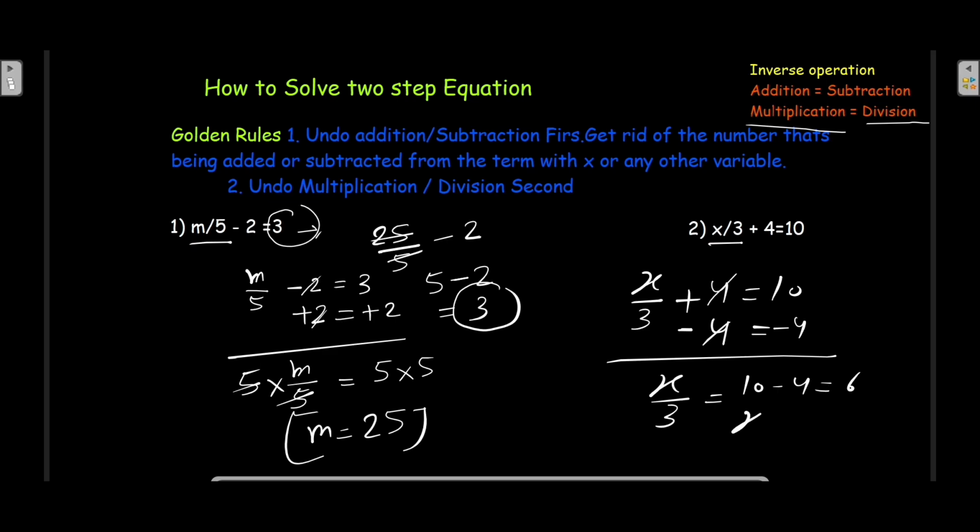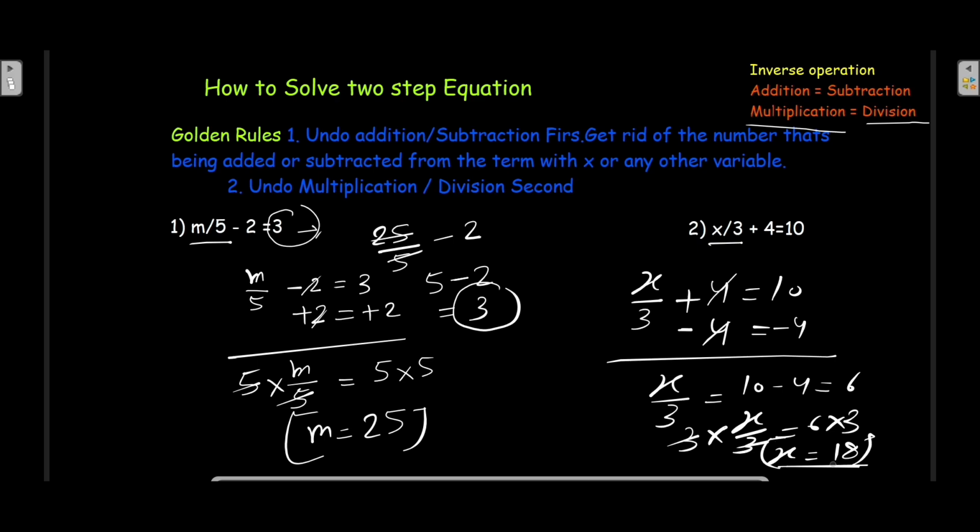So x over 3 is equal to 6. Now we have to undo this 3, which is in division with x. So we have to multiply this equation by 3, and do the same on the right hand side also. The 3 and 3 will cancel out. So x is equal to 18. So 18 is our value of x. It is our correct answer here.